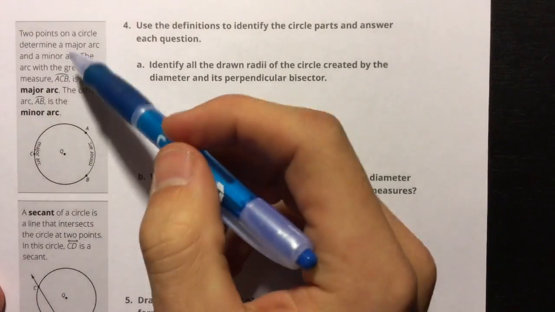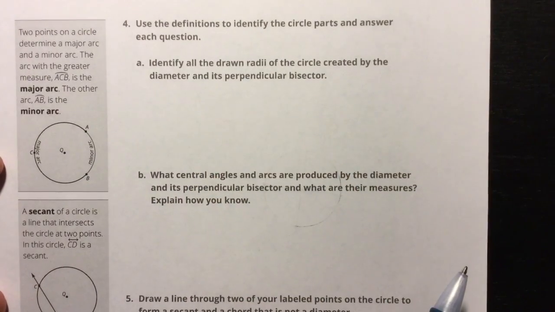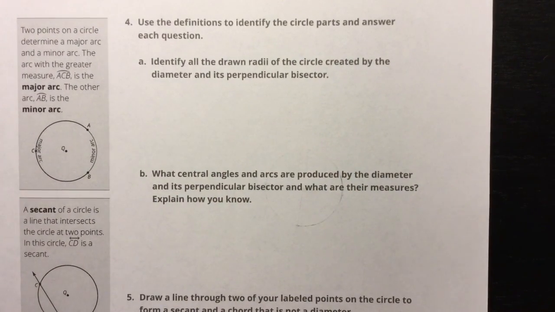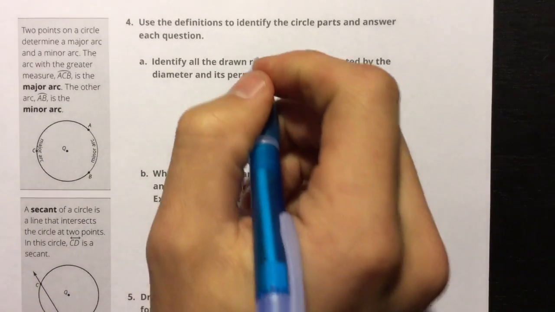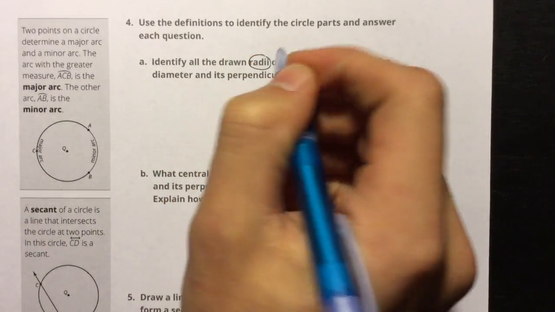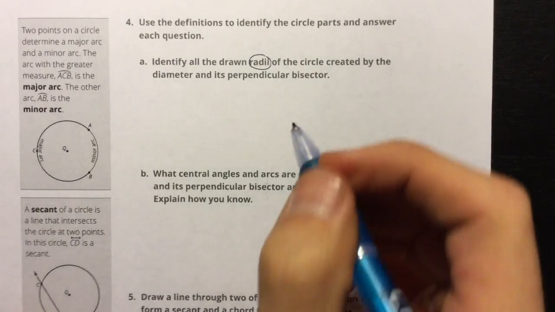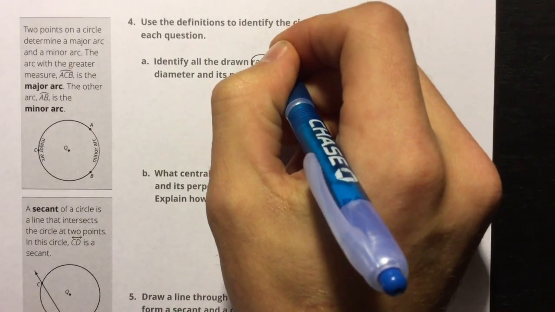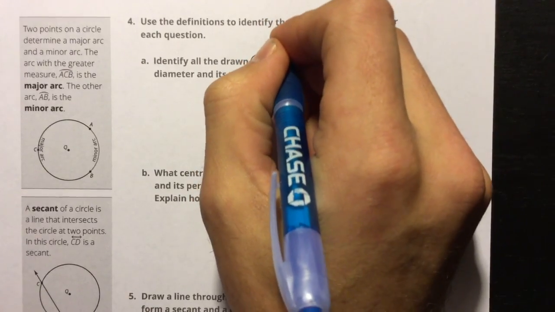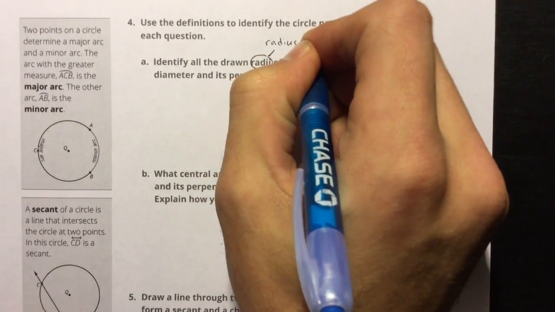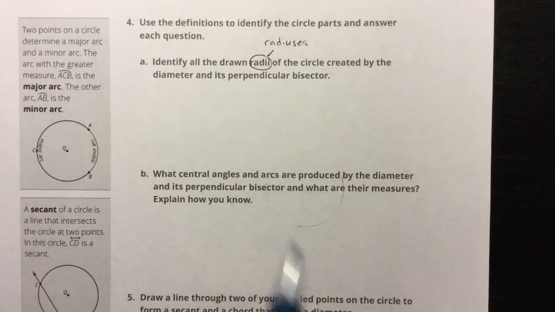So again, our definitions are over here if you need them, if you haven't already written them down. Part A says identify all of the drawn radii, I'm going to circle this word because it's important and I'm going to talk about it in a second, of the circle created by the diameter and its perpendicular bisector. So radii, okay, another way to say radii, and this is not the correct way to say it, so if you're ever in a super high-level math class, okay, radiuses.